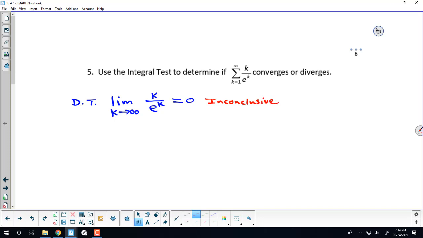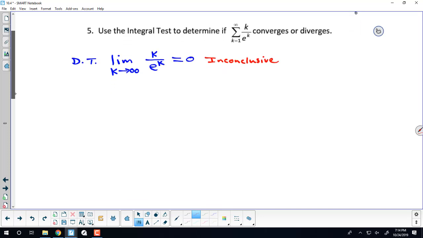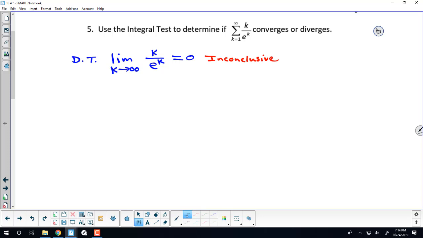So we don't know if it converges or diverges off of this. And so our series is k over e to the k, so we're going to let our continuous function of x be x over e to the x.